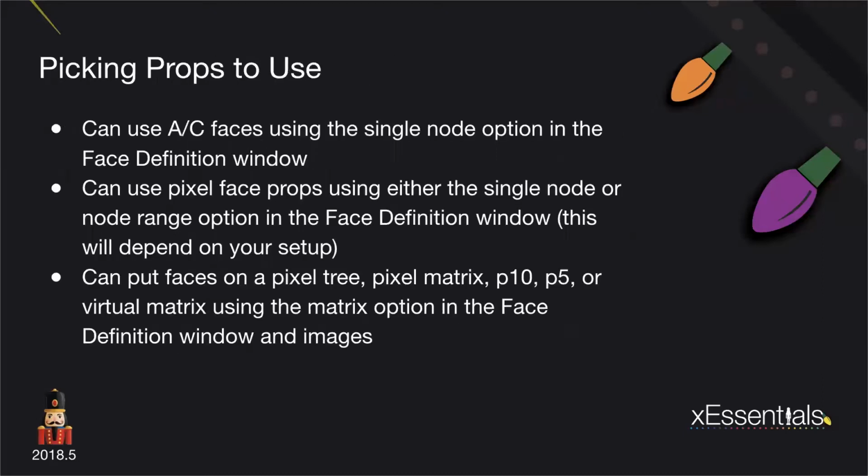So the first thing is you have to pick the prop you want to use it on. You can use a regular AC face if you still have the 8-channel faces. If you're still running them through LOR, it works as well. You can use the pixel props. You can do those with single nodes, or you can do them with node ranges. It just depends on how you have it set up and what kind of pixels you're using.